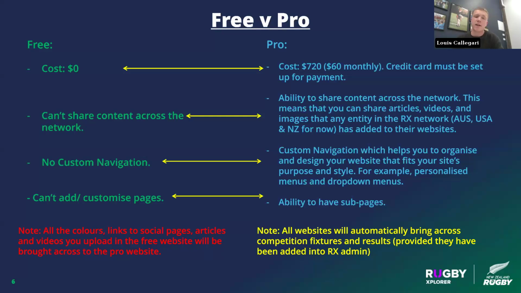The free offers no custom navigation. Depending on how developed your website is, the Pro version would definitely offer more flexibility in that sense. You can tailor your website to your purpose and style, such as drop-down menus, sub-pages, and things like that. It's important to note that once your website's set up, it will automatically bring across any competitions and fixtures that have been added in RX. So that's one thing that for the free and Pro, when you set yourself up, you won't have to worry about.